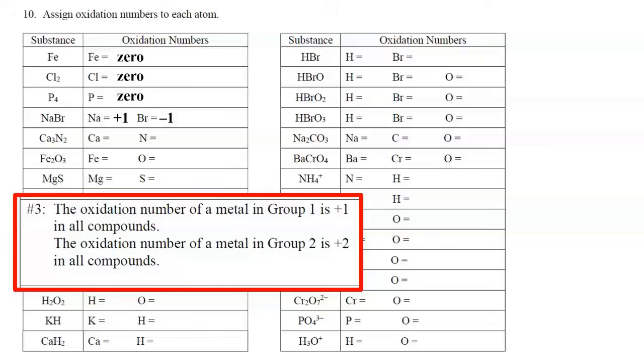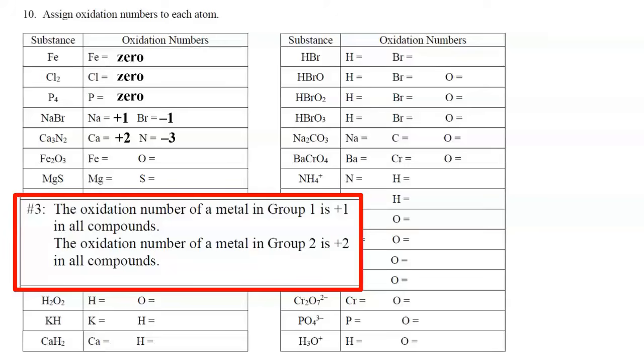Calcium is in group 2, so its oxidation number is normally +2. And then there are 3 calciums. So 3 times +2 is +6. We have 2 nitrogens. Each nitrogen is worth -3. And again, that is the normal charge you would expect on the monoatomic nitrogen ion.